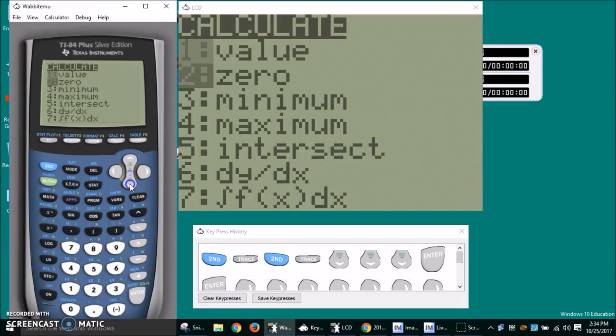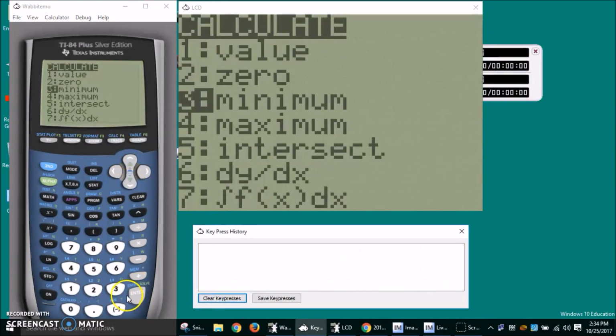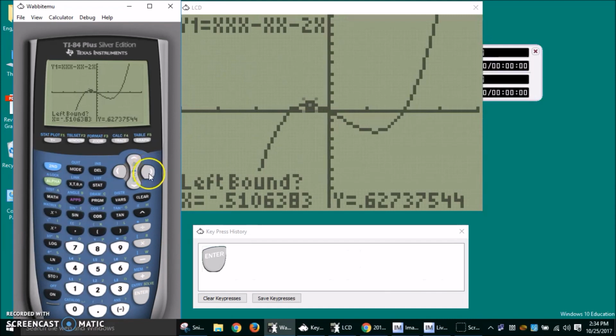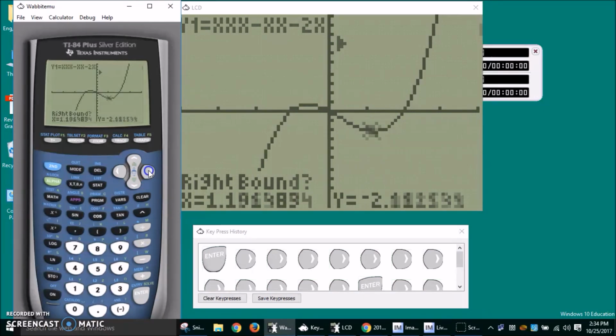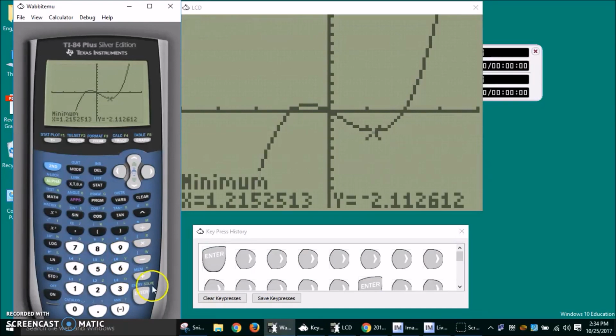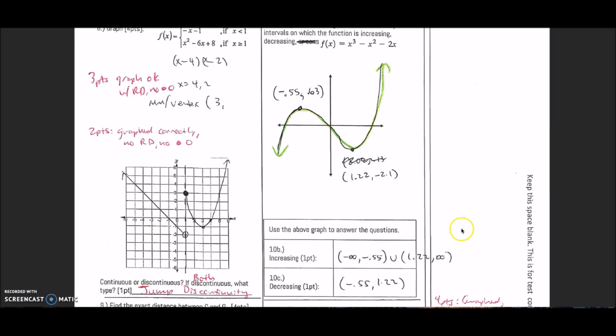And then to find this local minimum, again, second, calculate, and do the minimum. Then you're just going to go to the left of it, and then to the right. Exactly where you think it is, press enter, and it'll get it for you. So x equals 1.21 and y equals -2.1. A lot of students were just estimating whole numbers, and that was not accurate enough. So that's how I used my calculator.